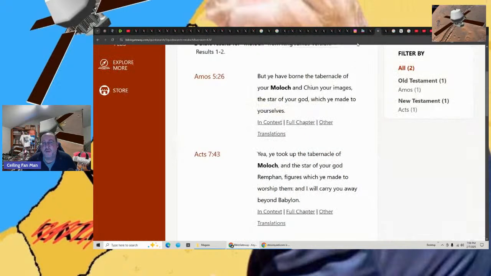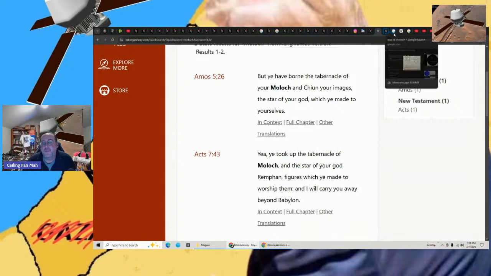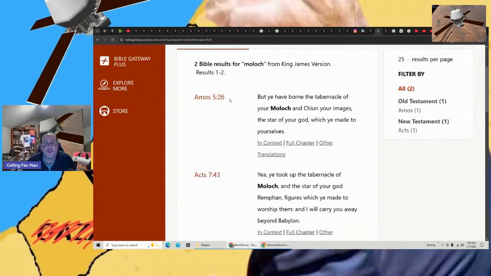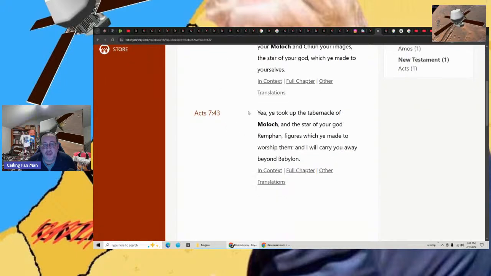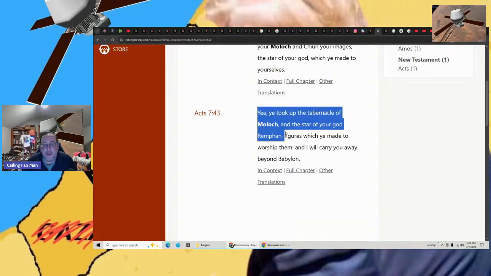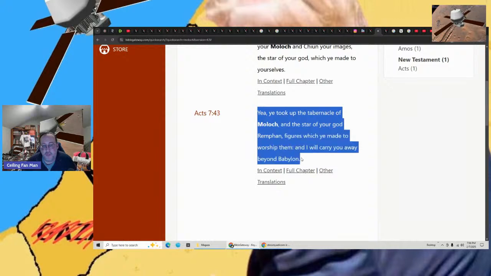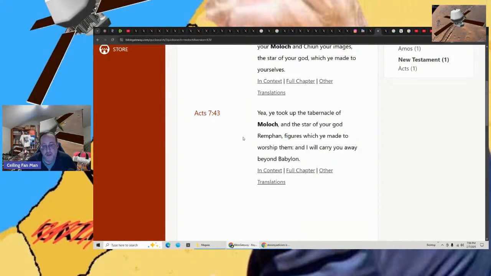How about this one? Where'd it go? Yeah, Amos. It's right here. You've borne the tabernacle of your Moloch and Chiun your images, the star of your God which ye made to yourselves. Yea, ye took up the tabernacle of Moloch, the star of your God Remphan, figures which ye made to worship. Now will carry you away.